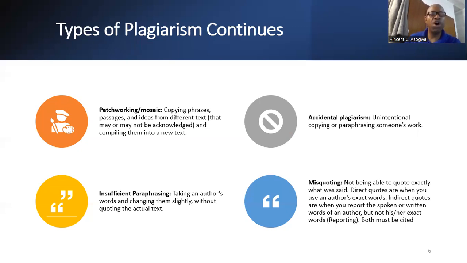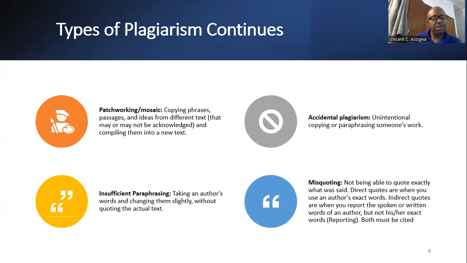But when you go online to check it, you discover that those ideas or words had already been used and published by someone on the internet. That is accidental plagiarism. Just because you did not intentionally copy it does not make it not to be plagiarism. It is.